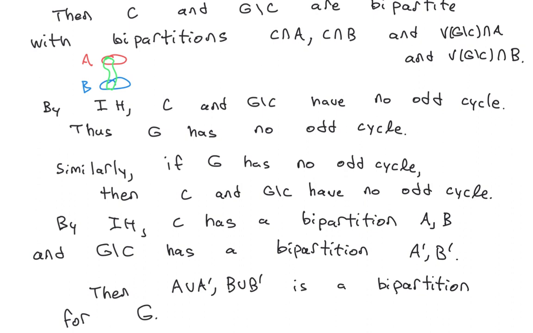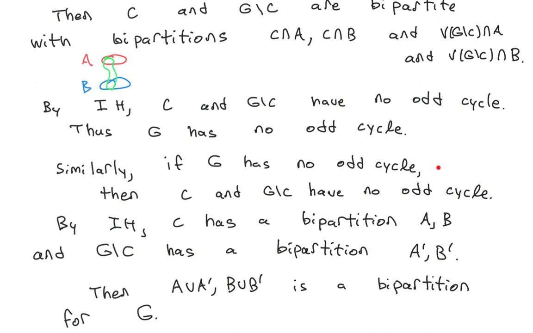Now, C and G take away C have fewer connected components. So by the induction hypothesis, we know that C and G take away C do not contain an odd cycle. Note that if G contained an odd cycle, it would have to be contained in one of its components. So either it'd be contained in C or G take away C, and thus we see by contradiction that G also has no odd cycle.